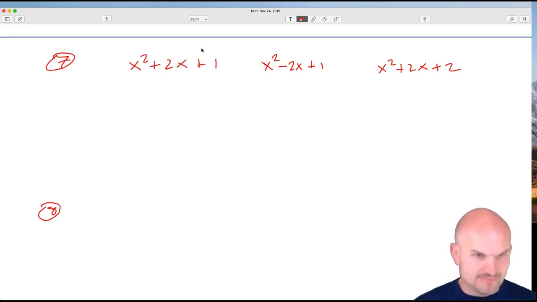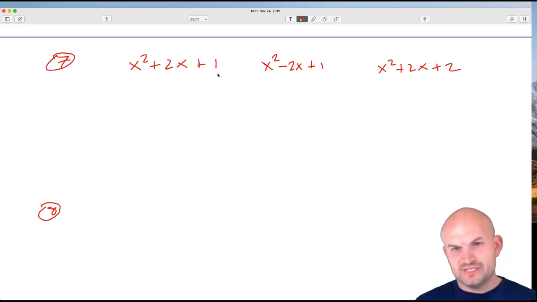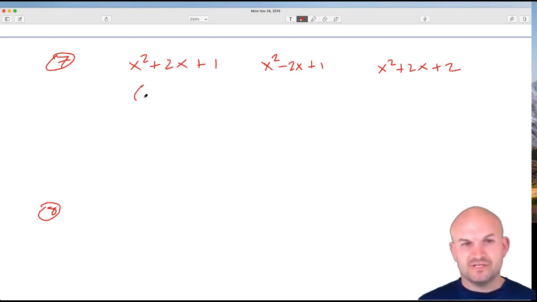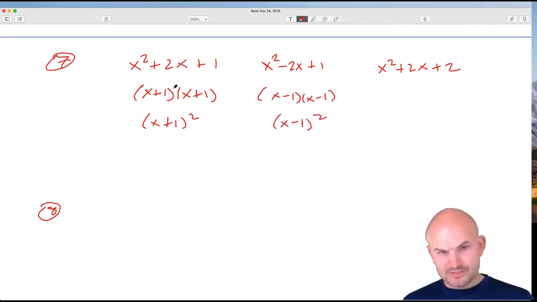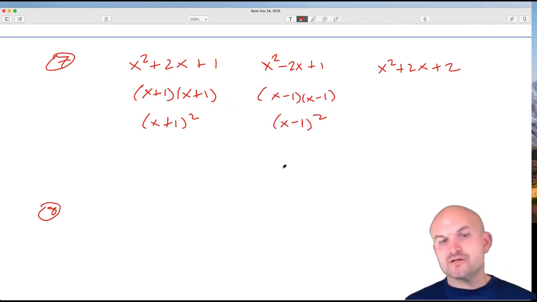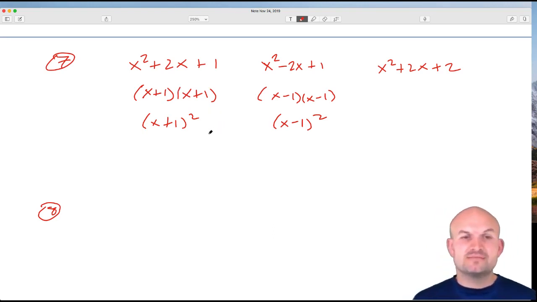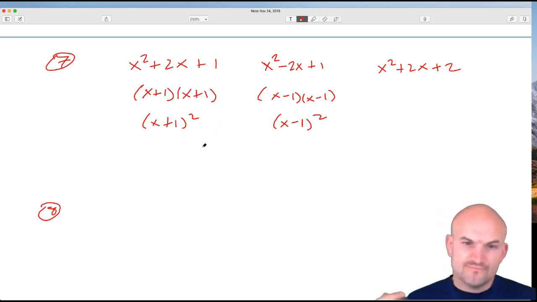So case in point here, let's go through these two trinomials. These two trinomials are what we call perfect square trinomials. If I factor this, it's going to be x plus 1 times x plus 1, which can be written as x plus 1 squared. And for this one, it's going to be x minus 1 times x minus 1, which is x minus 1 squared. So these perfect square trinomials, as factored, you can see the factors are the same, and they produce a binomial squared. Very important.